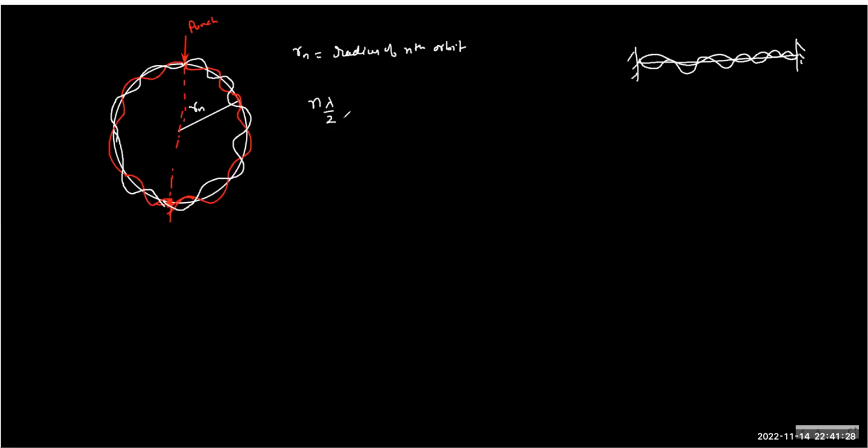So n lambda by 2 we write as equal to pi r. Why pi r? We are taking only half of the length. So n lambda by 2 equals pi r, because we consider only half of the length as the vibrating part, and we write the equation for that part. So n lambda by 2 equals pi r, and therefore n lambda becomes 2 pi r.